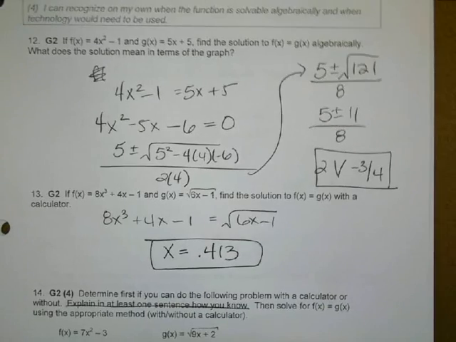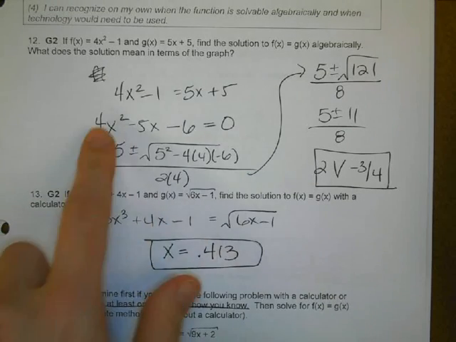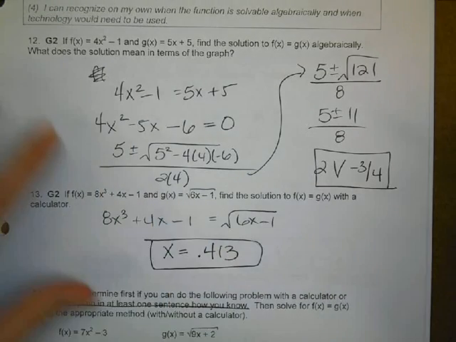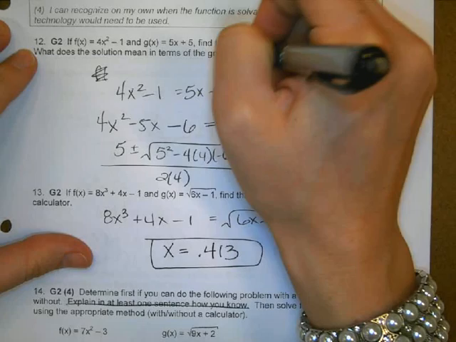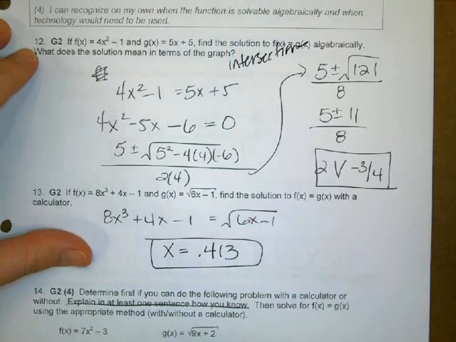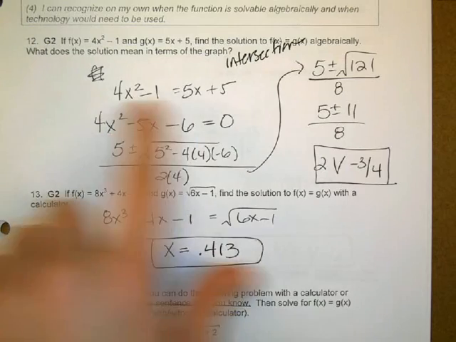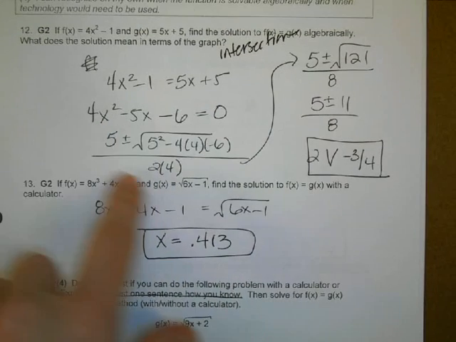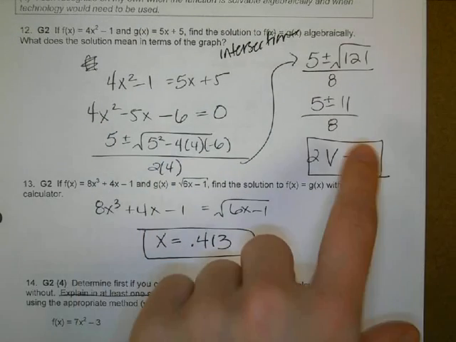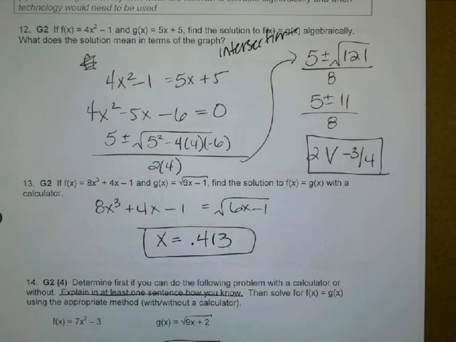Okay, and then flip, last one. For 12, you're supposed to solve this algebraically. What does solution mean in terms of the graph? This is the intersection point. Set them equal to each other, moved everything over to set equal to 0, and you could have factored, or in this case I used the quadratic formula, but those are your 2 intersection points.